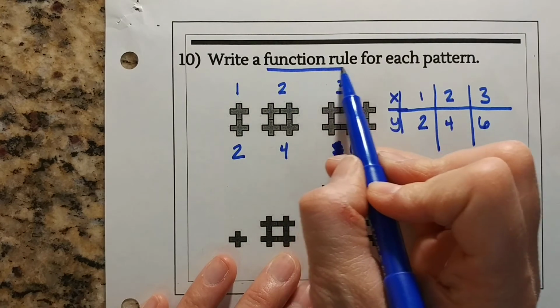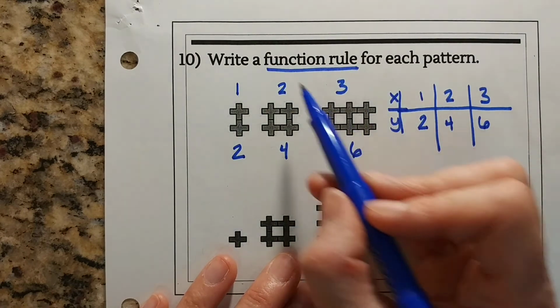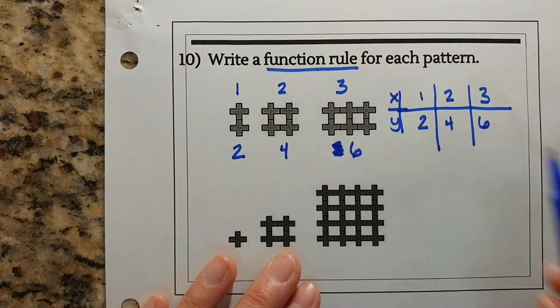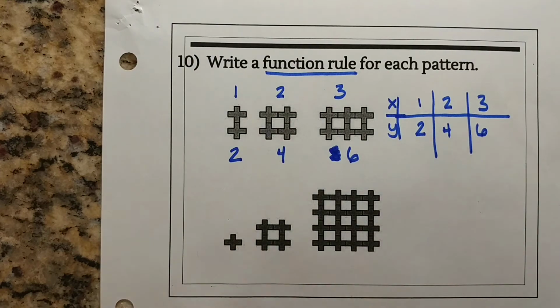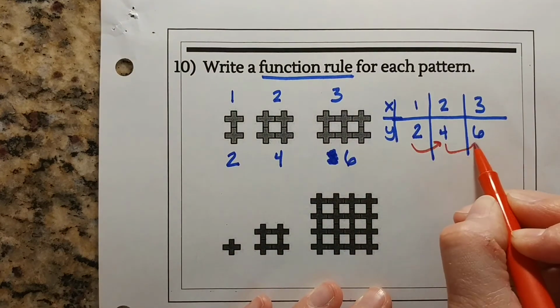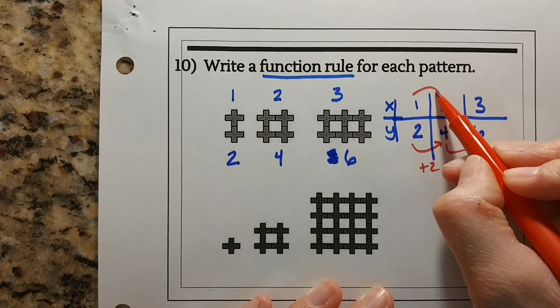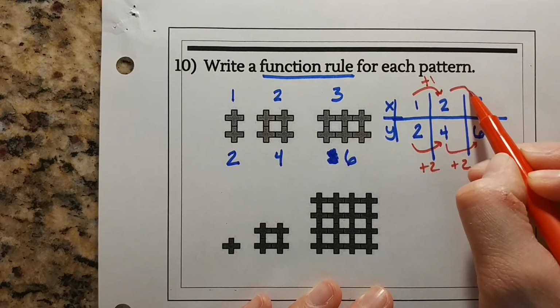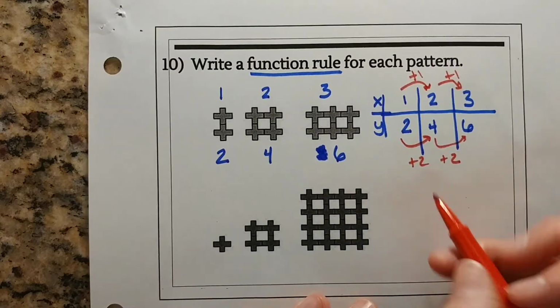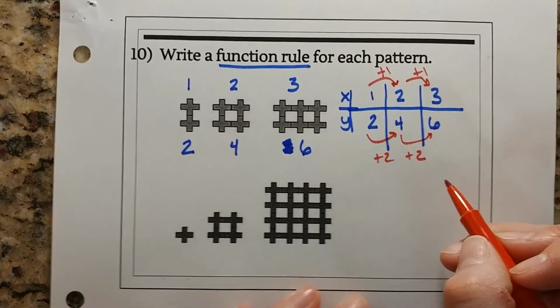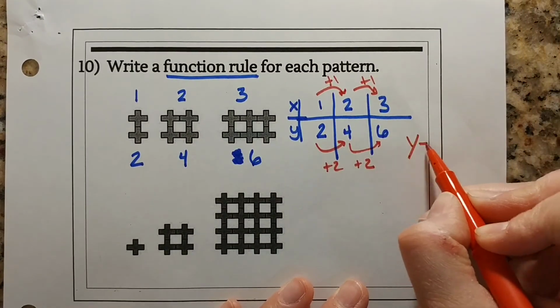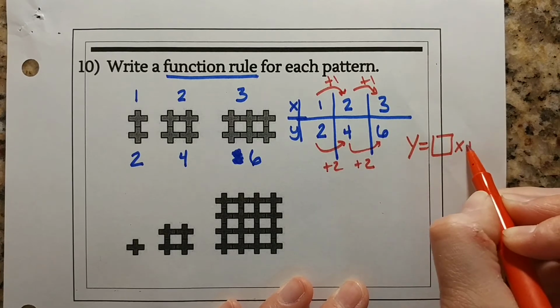Now let's write a function rule for the pattern. It's always easier to write a function rule if you put your information in a table. So let's take a look at the pattern. What's the change in Y? It looks like it's a constant adding pattern. Up here, change in X is a constant adding pattern also, right? So it looks like this is going to be linear. And to write a linear function, it's y equals mx plus b.